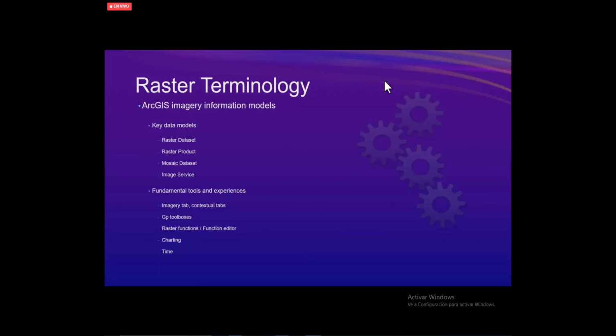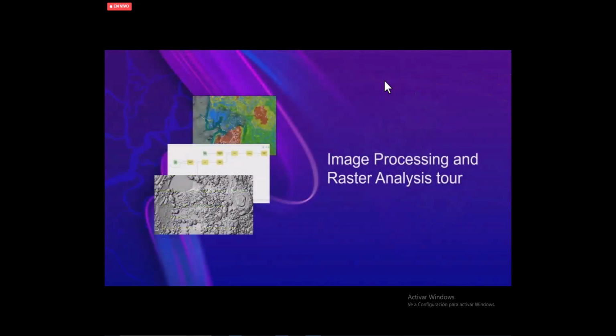And then image services, where we take those products or those mosaics that we've created locally and then share those into our organizations, whether that be ArcGIS Online or Enterprise, so we can share with our stakeholders the information that we've unlocked from the pixels that we've interacted with. And some of those fundamental tools that we're going to use today to get through this will be our imagery analysis tab, our GP tools, our geoprocessing tools, raster functions, and see this over time.